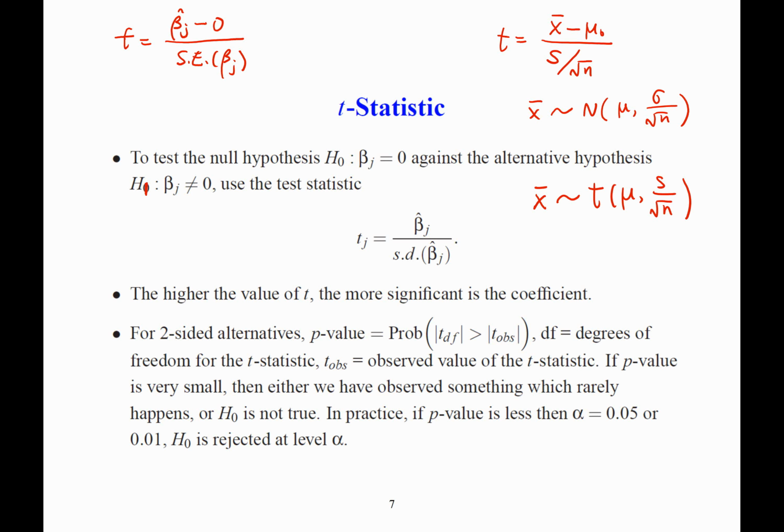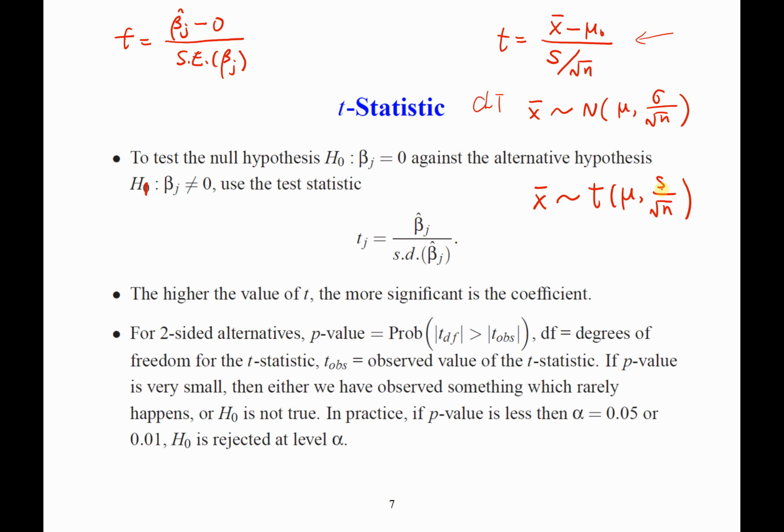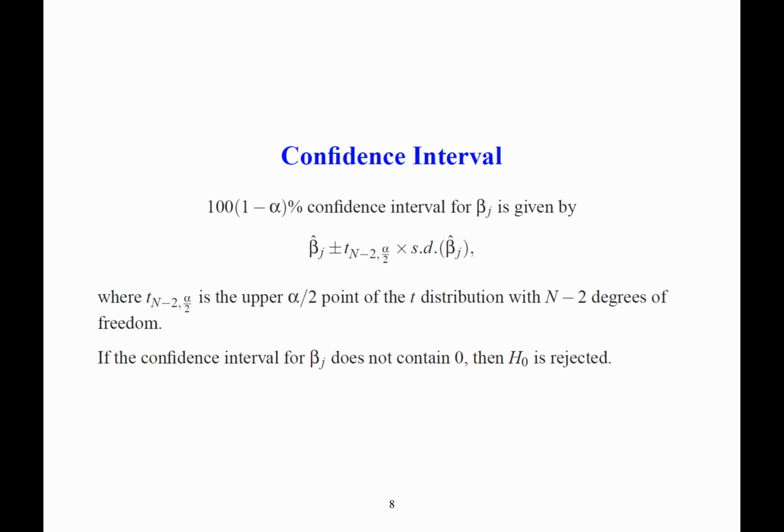So in general, if we want to test the mean with variance unknown, we have this t-test statistic. X bar is approximately normally distributed with mu and sigma over square root of n. So this is the central limit theorem. And if we don't know the population variance and replace it with the sample standard deviation, this becomes the t distribution. And the same here for the beta.